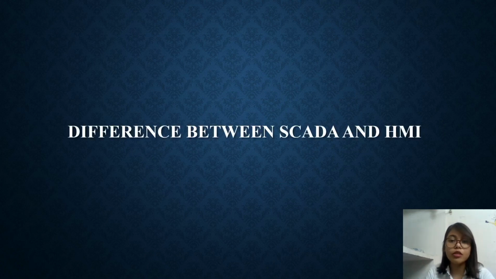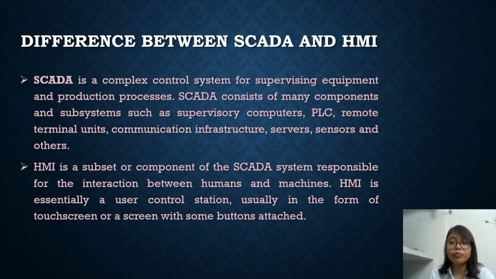Let's talk about the difference between SCADA and HMI. SCADA stands for Supervisory Control and Data Acquisition. SCADA and HMIs are closely related and often referred to in the same context since they are both part of a larger industrial control system.